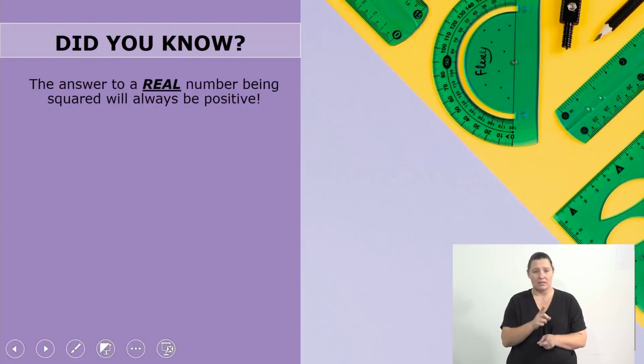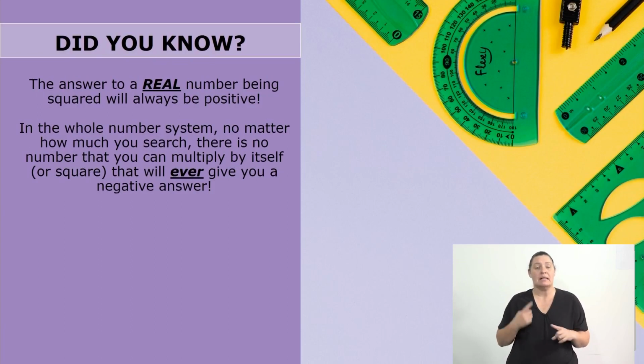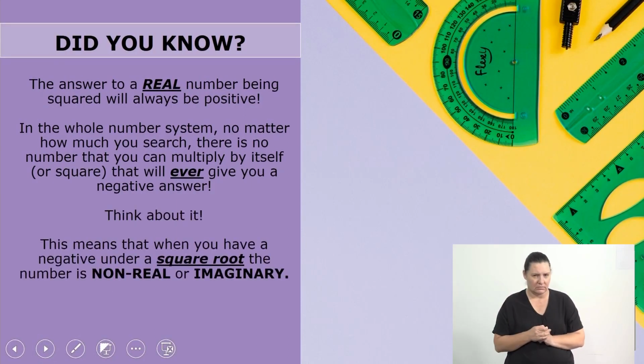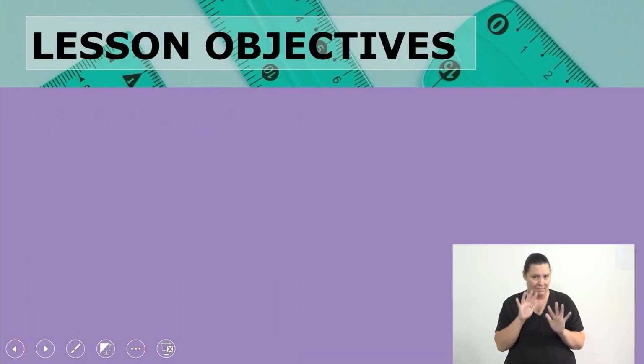So, let us start off with an interesting fact. Did you know the answer to a real number being squared will always be positive? In the whole number system, no matter how much you search, there is no number that you can multiply by itself or square that will ever give you a negative answer. Think about it. This means that when you have a negative under a square root, the number is non-real or imaginary. Isn't that amazing? Let's look at today's lesson objectives.